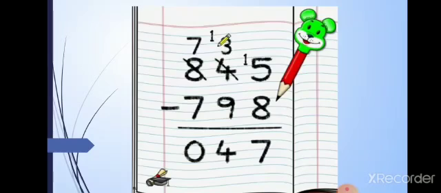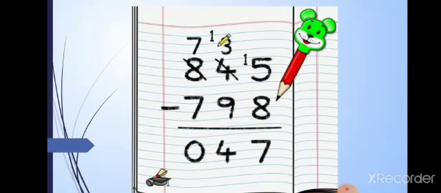Another example is to subtract 798 from 845. Same, start from the ones place. You have to subtract 8 from 5, but we can't subtract it, so we borrow one from tens. So we write here 1 because 5 plus 10 makes 15. Now we can easily subtract 8 from 15, so we get 7. When we borrow one, we have to cut this 4 and write 3 here. So now it's 3. Can we subtract 9 from 3?